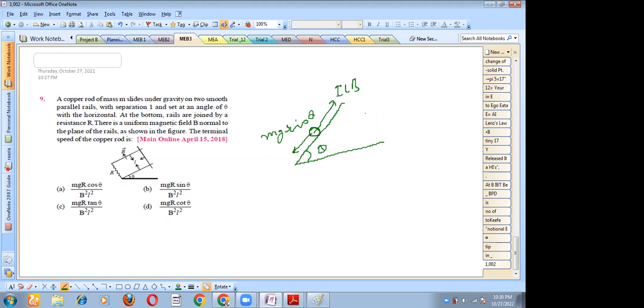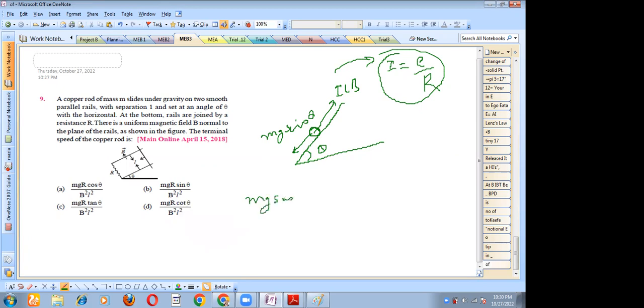What is the value of current? Current you can calculate, I is E upon R. Getting my point? Yes, sir. So if you equate mg sine theta, that should be equal to ILB, and I is E upon R. What is E? E is VBL, so I will be VBL upon R, and then multiplied by LB. So from here you will get V.